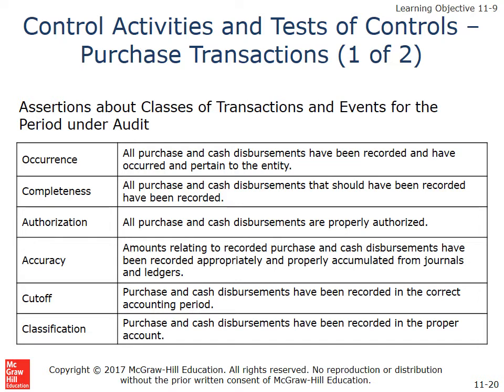So did they occur? Are they all there? Are they all properly authorized? Are they accurate? Have they been recorded appropriately and properly totaled in the journals and ledgers? The cutoff. Are there any transactions, have they been properly cut off? Is anything in the incorrect accounting period? Is everything in the correct accounting period, basically? And then classification, your purchase and cash disbursements have been recorded in the proper account. So those are our assertions we're trying to prove here.